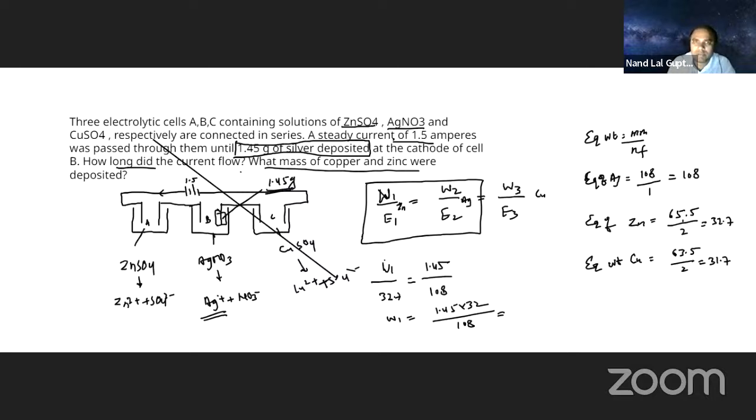Hello, are you listening? 1.45 multiplied by 32.7 divided by 108. It is coming somewhere around 0.4296 gram. Can you check your answer? The deposition of zinc is how much? 0.4296 gram. Can you check that? Let me see. Please.